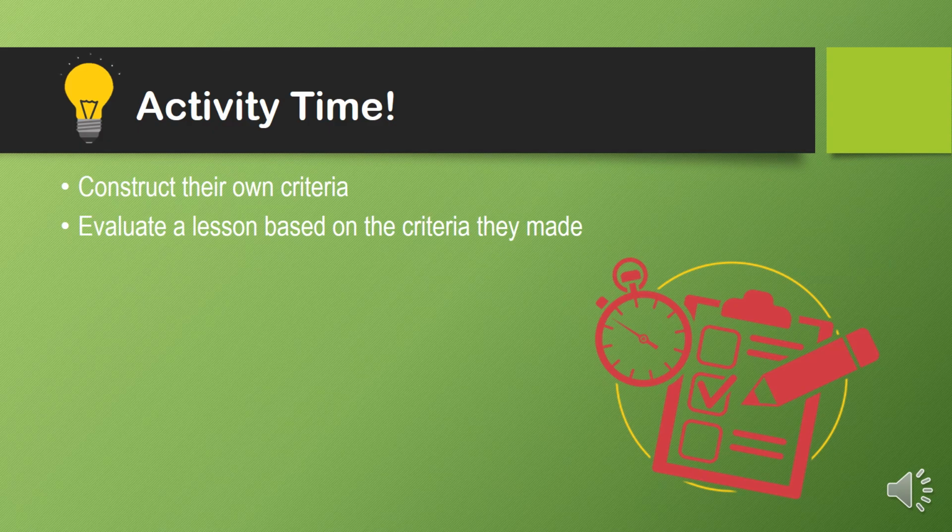Now you already know the things to be considered in evaluating visuals in course books. I want you to construct your own criteria. After constructing, you may now download the link of the PDF in the description box below, and you will evaluate that using the criteria that you have made.